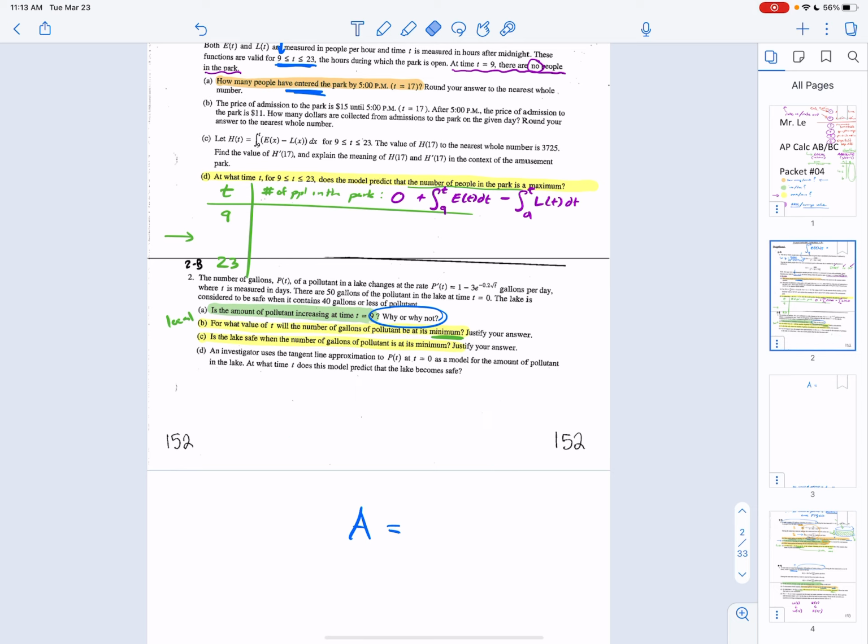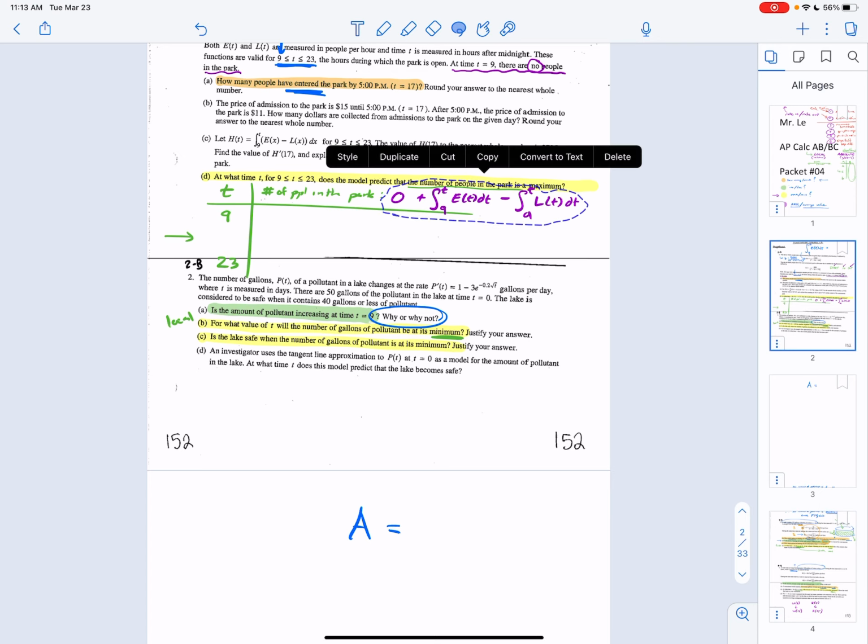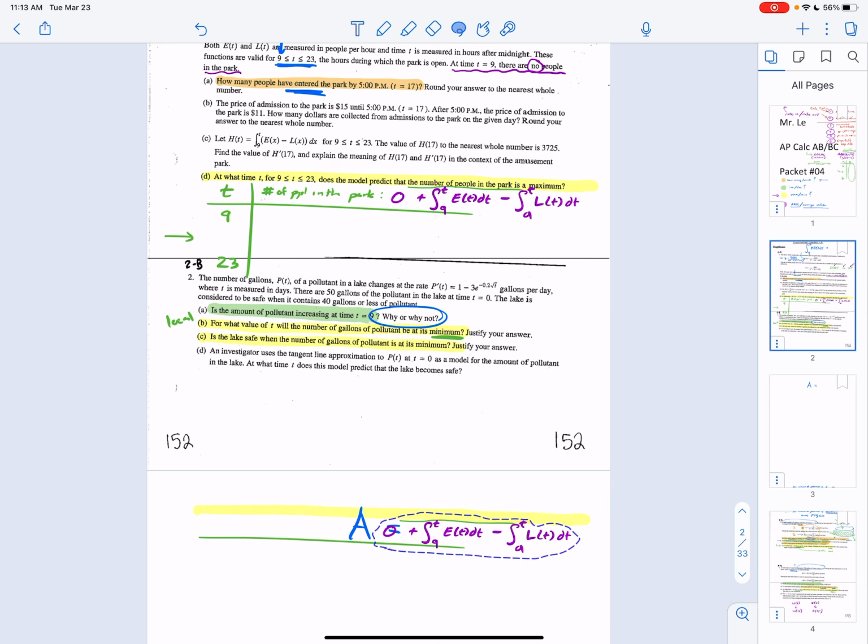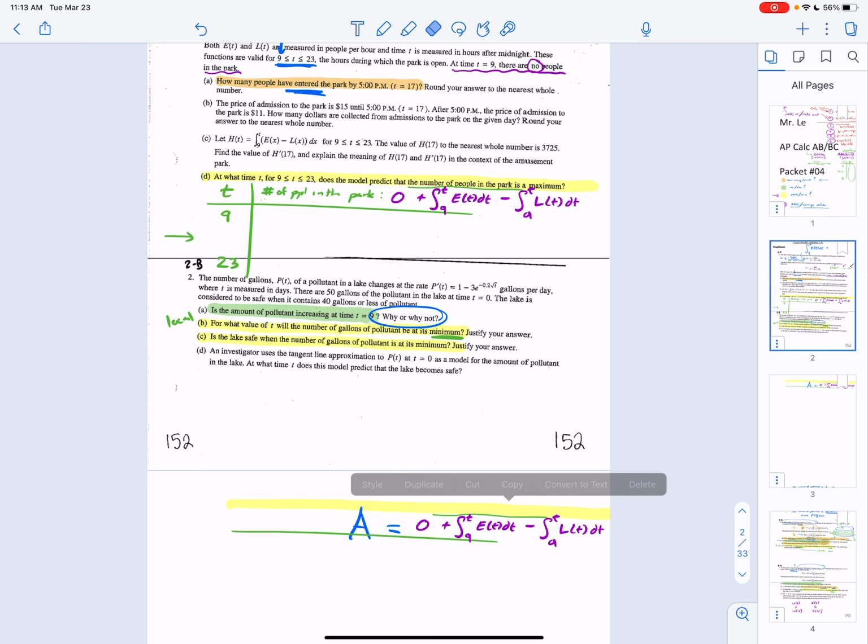Okay, so the amount of people in the park, I'll call it A equals all of this right here. So 0, all of that right there. Let me get rid of all the other stuff. Okay, so I'll call it A.